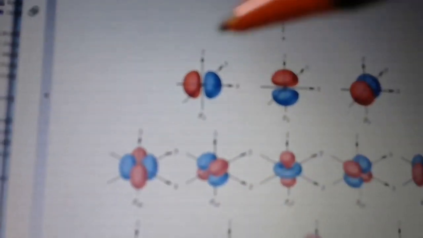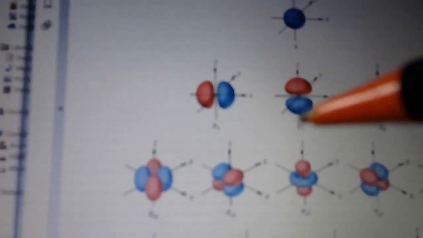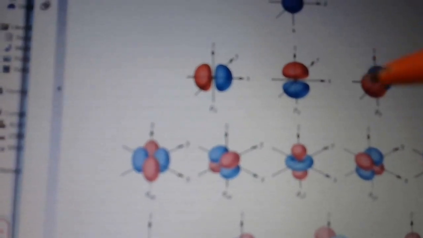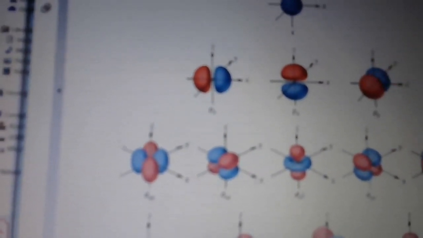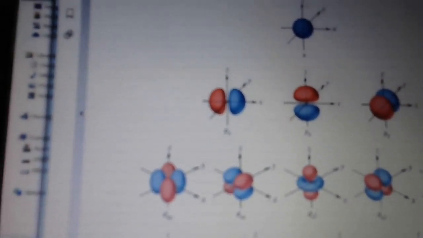You could orient it along the x-axis, like it is here, or you can orient it along the y-axis like it is here, or you can orient it along the z-axis like it is here. And so that's px, py, and pz. And that's why there are 3 p-type orbitals in every principal energy level starting with n equals 2.